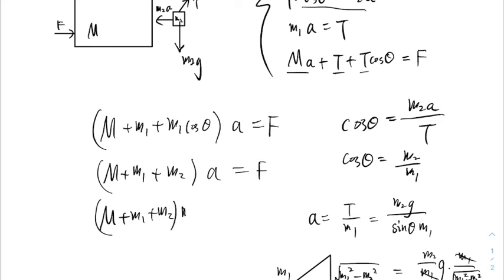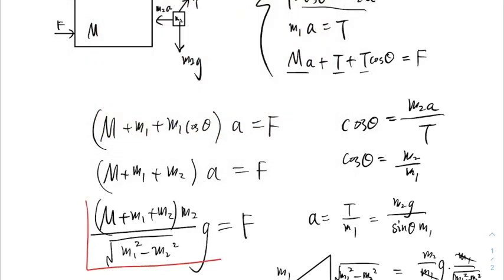So we have m plus m1 plus m2 times m2 divided by the square root of m1 squared minus m2 squared, times g, equal to F. And that's our final solution.